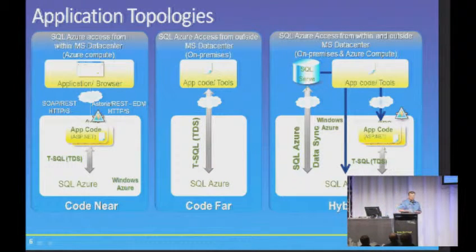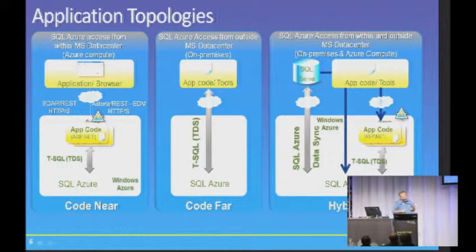Code near is when your application and your database are co-located together. This might be a SQL Server in your enterprise with a middle tier a couple of network hops away. Or it might be your application running within Windows Azure and your database in SQL Azure. The middle tier or your application doesn't have to travel very far. It doesn't have to travel over the internet to do its data access. The middle one we think about as code far, and that's your typical application where I might have a rich client app running on my PC and my database is located up in the cloud.